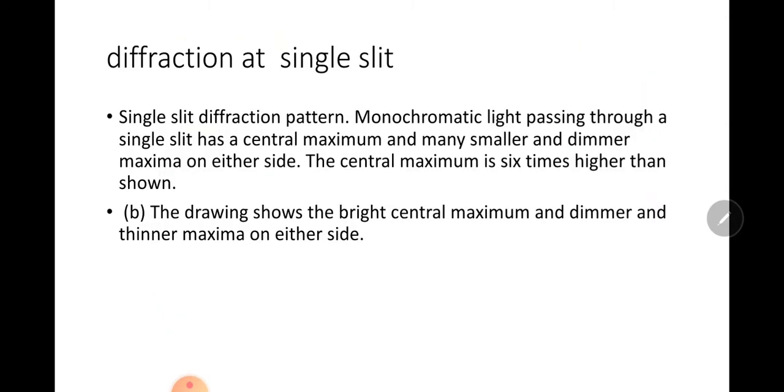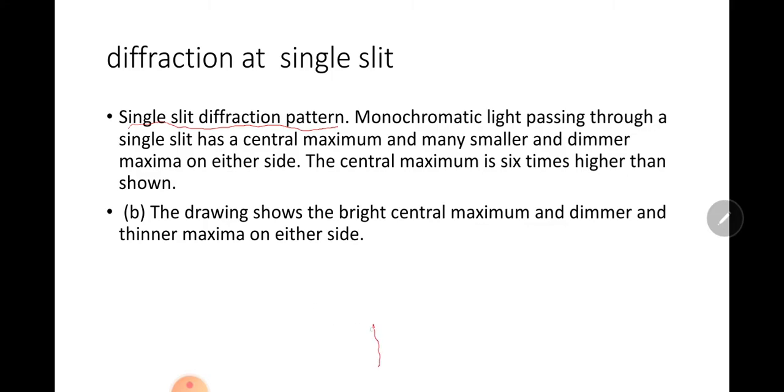Now, diffraction at a single slit. Single slit diffraction pattern: when monochromatic light is passed through a single slit, you will see this pattern on the next page. Monochromatic light passed through a single slit has a central maxima and many smaller and dimmer maxima on the other side. The central maxima is 6 times higher, as shown in the diagram.